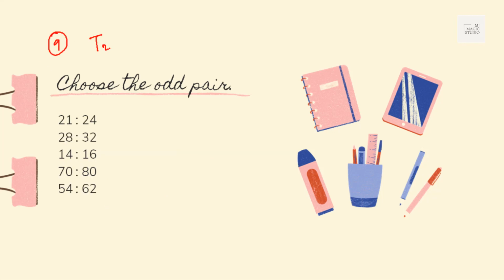Okay, one more example. Example number 9 of type 2 questions. Choose the odd pair which should not be featuring in these 5 pairs set.